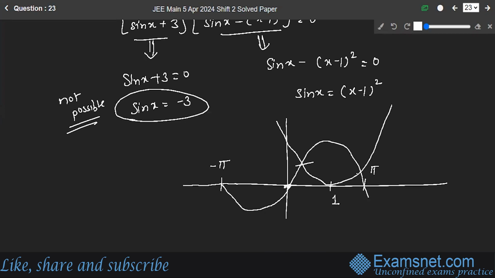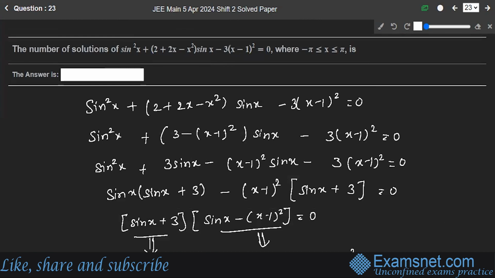So how many points of intersection are there? There are 2 points of intersection. This is number 1 and this is number 2. So that means how many solutions are there? There are 2 solutions. Hope you got that. Let's move to the next question.